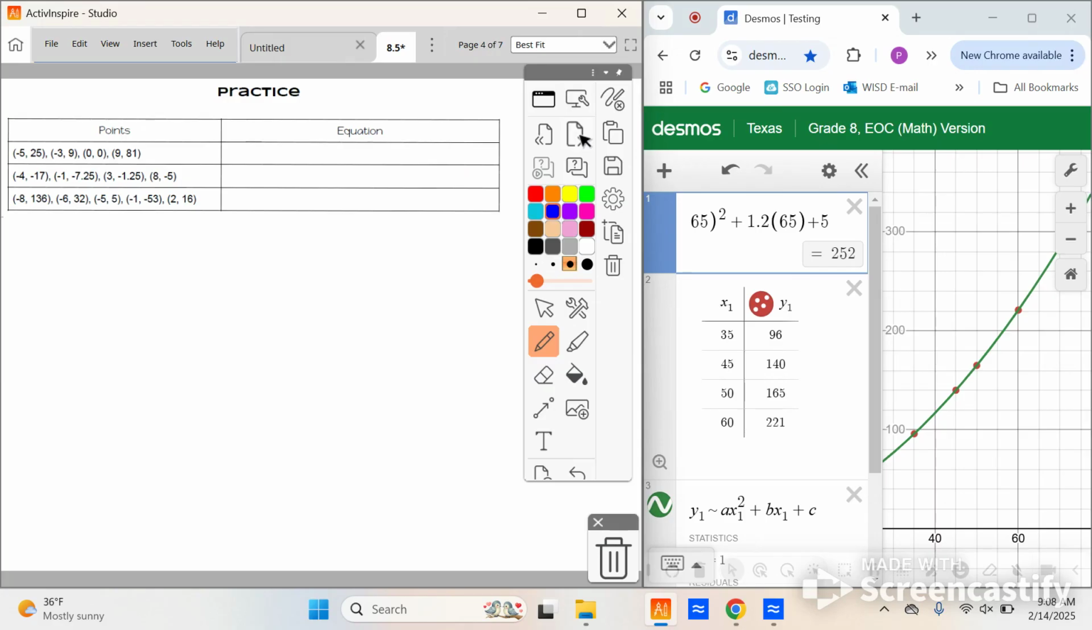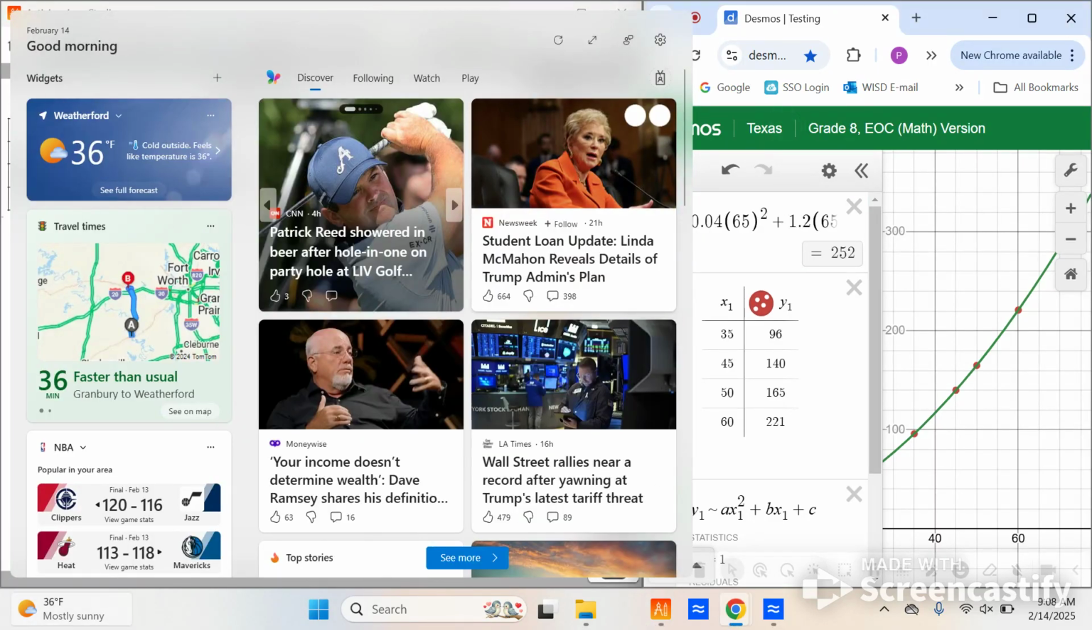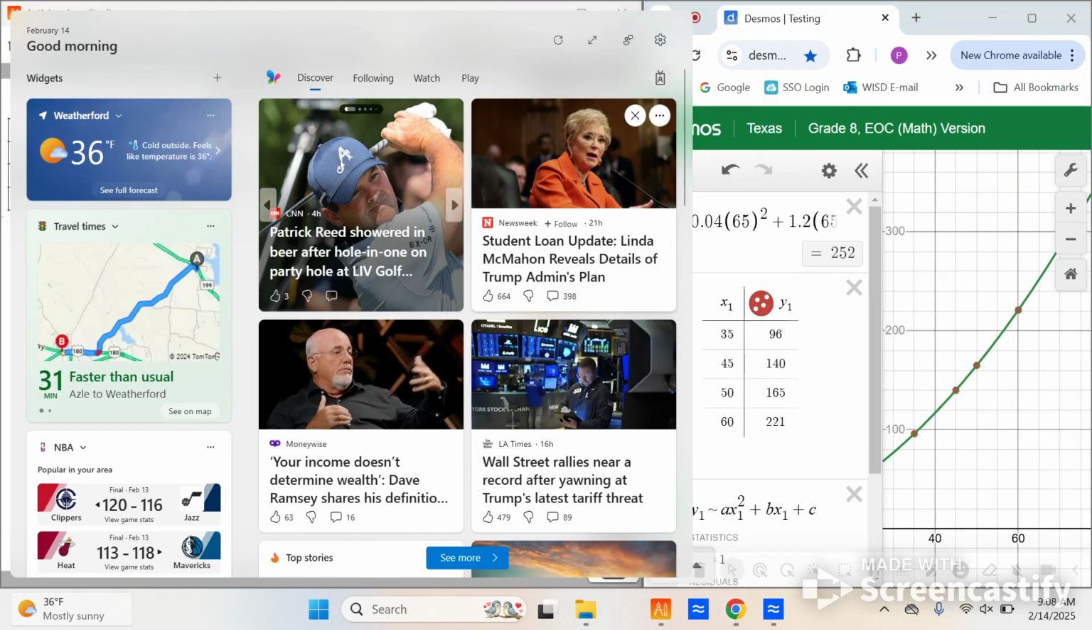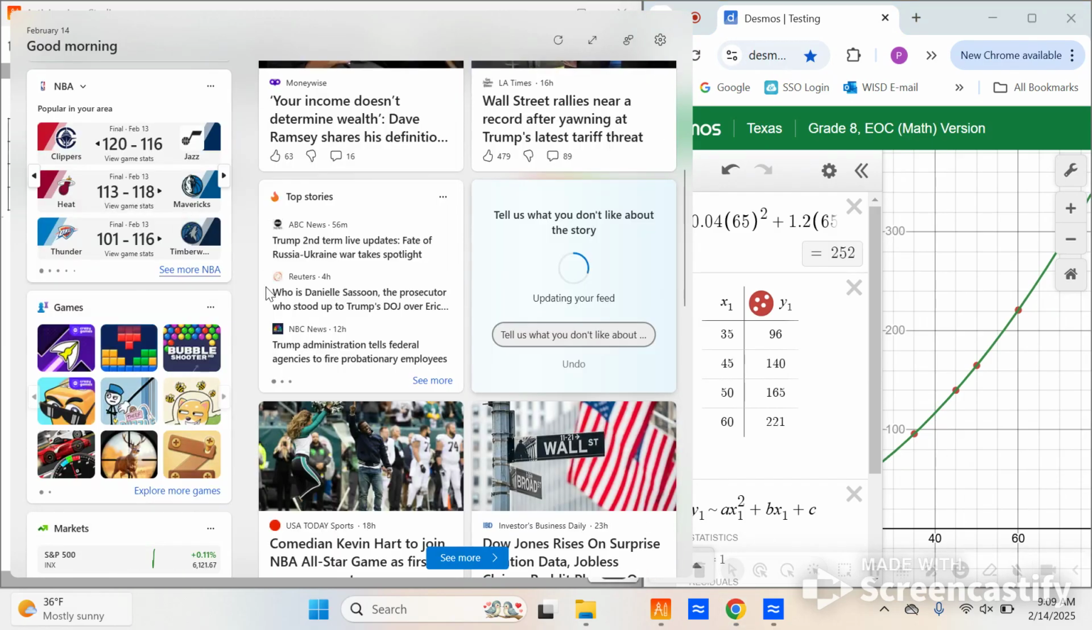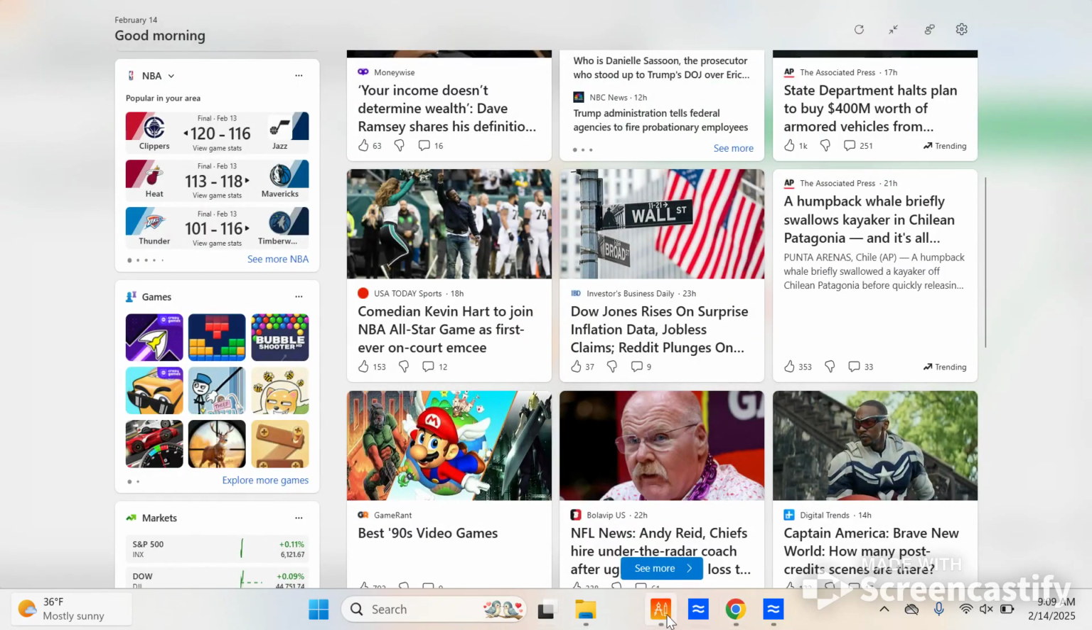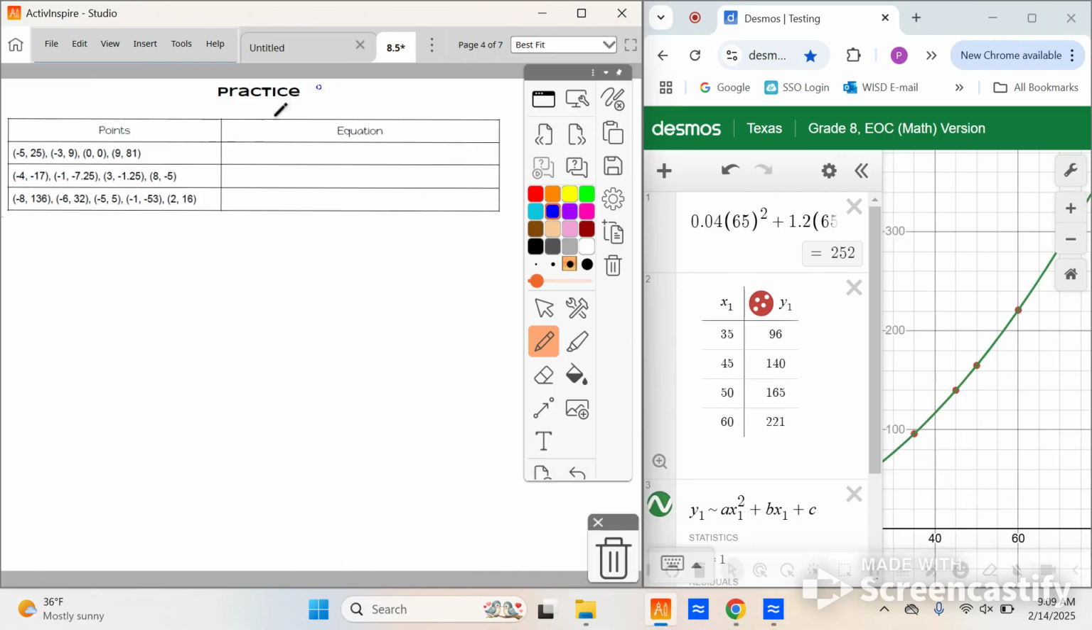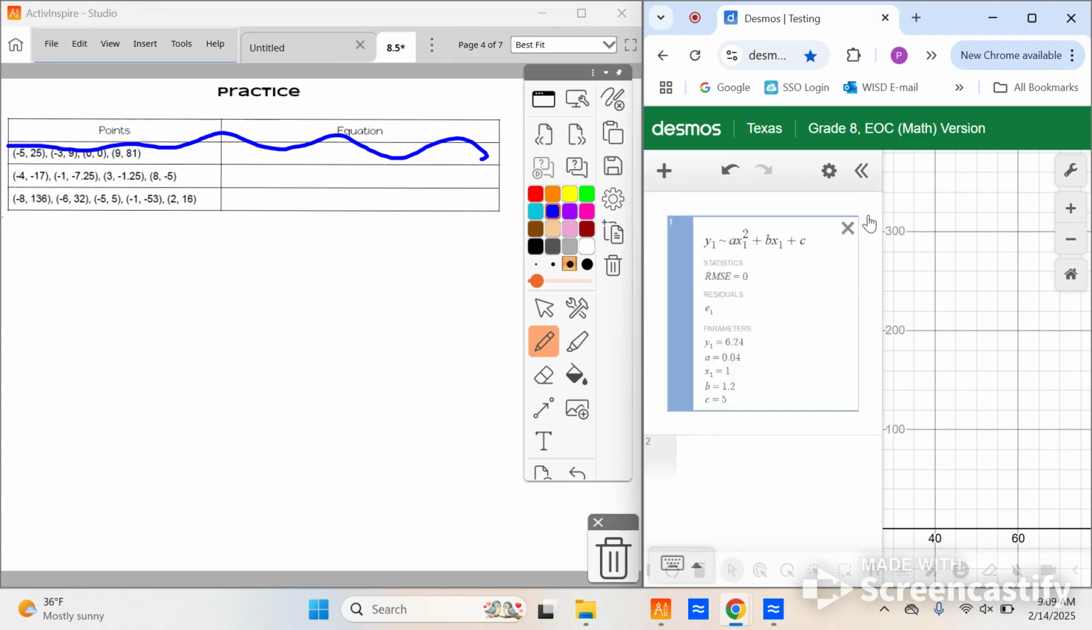All right, now we're going to practice graphing and getting our quadratic equation. But number one actually doesn't really make sense as a quadratic. So I'm going to get rid of this number 1. And we are going to practice doing these next two.